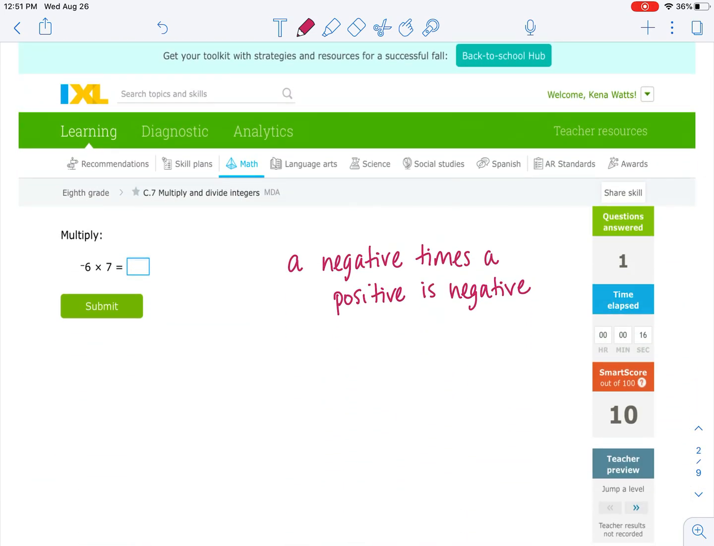Now, this time we're looking at negative 6 times 7. So what I need to remember is that a negative multiplied by a positive is negative. So I know 6 times 7 is 42, but because the 6 is negative, my answer is negative 42.